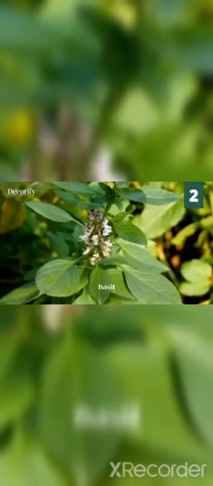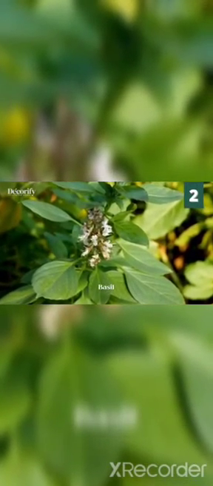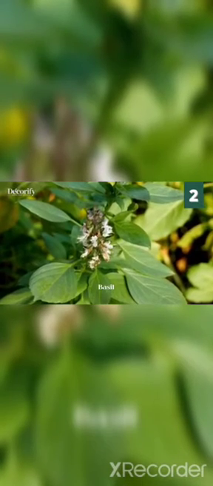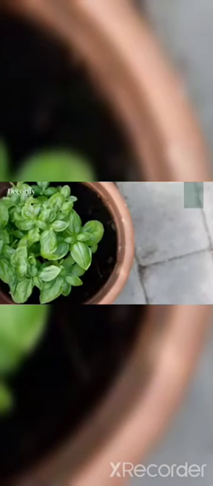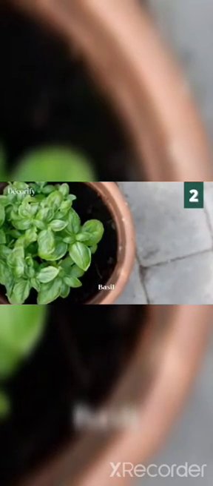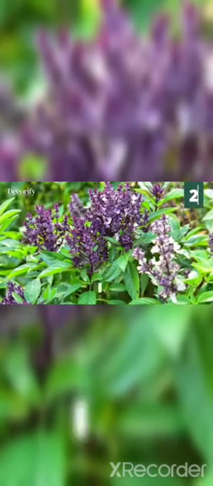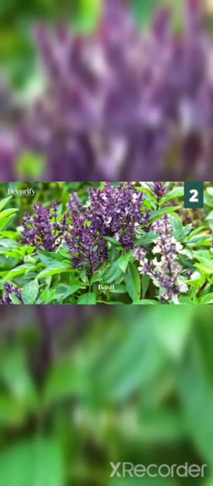Number 2. Basil. Basil is perfect at doing both. It keeps away both mosquitoes and flies. It can be planted in a container or seeded directly into your garden. There are several types of basil you can grow, including sweet basil and Genovese basil, but both work at keeping mosquitoes at bay.